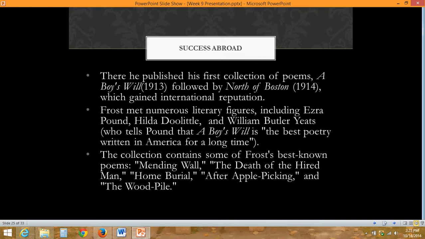William Butler Yeats, who said that Frost's poems in A Boy's Will are the best poetry written in America for a long time. So he got a lot of accolades from peers, and some of his best-known poems are from these works. So you have Mending Wall, The Death of the Hired Man, The Woodpile, lots of very well-known poems of Frost.